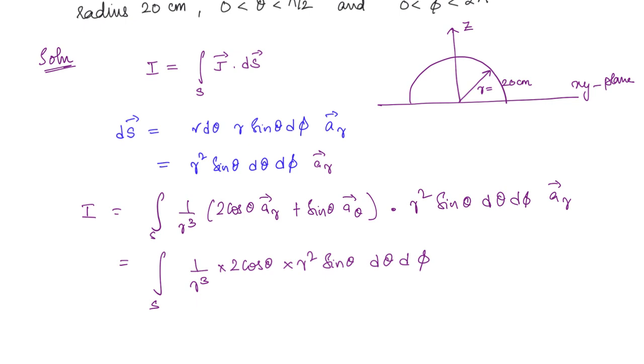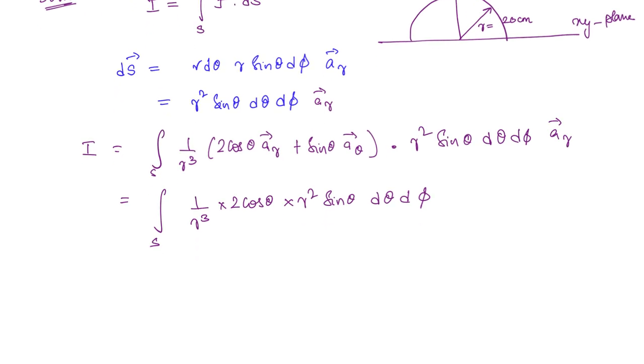R is already given. What is the radius? 20 centimeters. So if you want it in SI units, it will be 0.2 meters. So if you take out R, you will get 1 by R. And theta will be varying from 0 to pi by 2, and phi is varying from 0 to 2 pi.